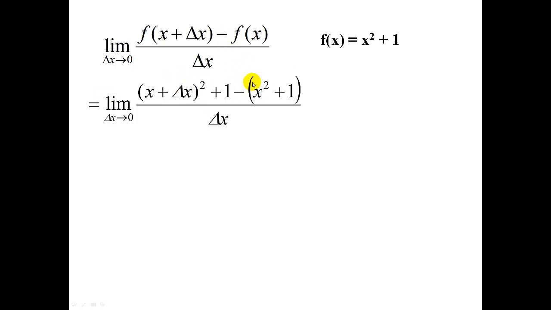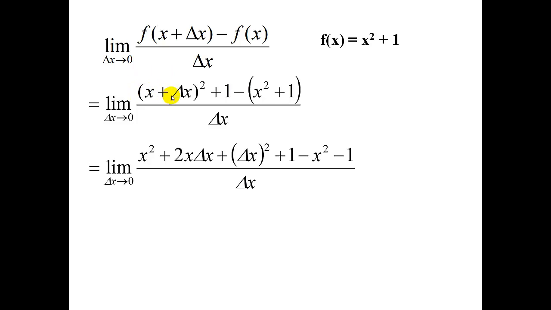Then we're going to subtract f of x. f of x is x squared plus 1. So we're going to subtract the entire quantity x squared plus 1. So we've got f of x plus delta x here minus f of x. Be careful to distribute that negative to both terms. And it's all divided by delta x.